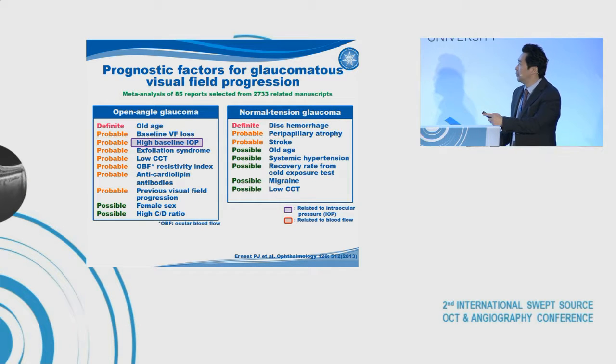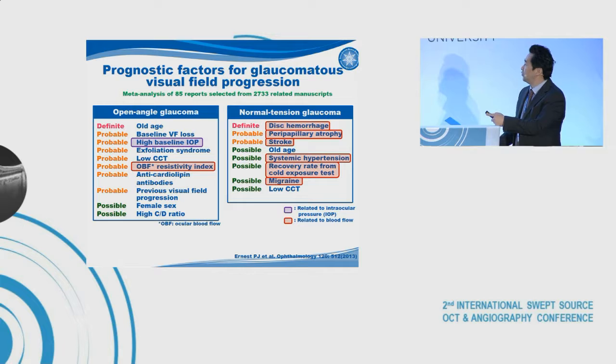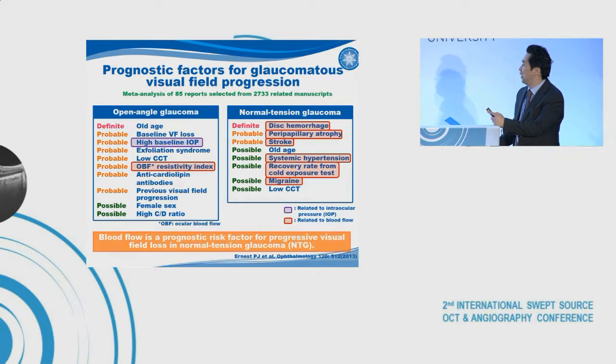So this slide shows the meta-analysis data predicting prognosis factors for glaucomatous visual field loss. And we found many blood flow related factors listed in this, especially in normal tension glaucoma. So lowered blood flow is a prognosis factor for progressive visual field loss in normal tension glaucoma.